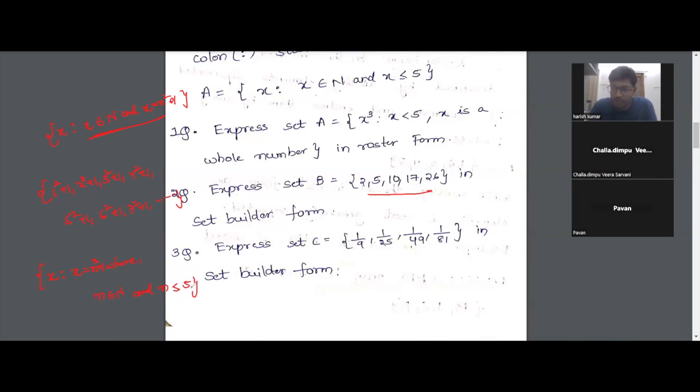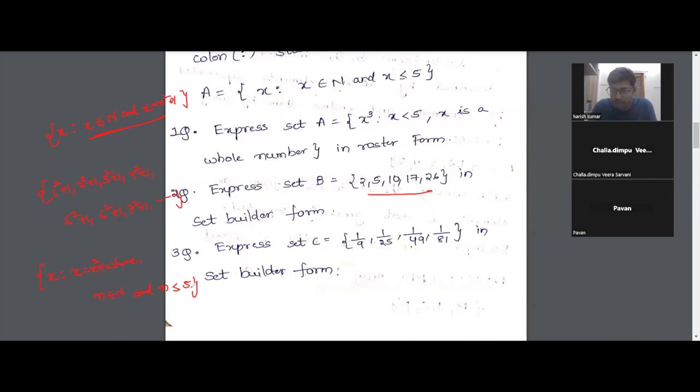Understood, Pawan? How you have to write? X such that X is equal to N square plus 1. This we have to write in the first step itself, because that is the basic definition. Now we have to impose the conditions on N. What is N? N can take natural numbers less than or equal to 5.